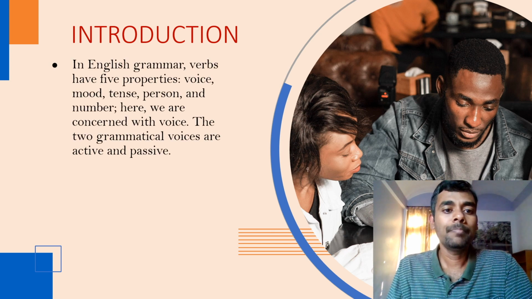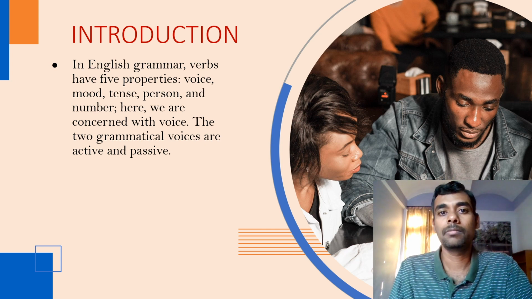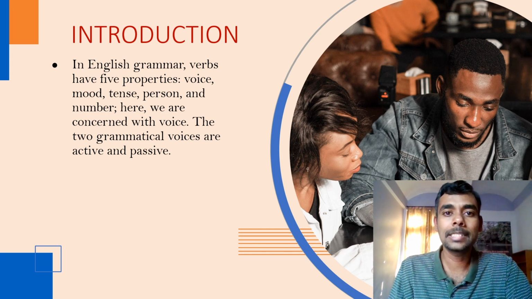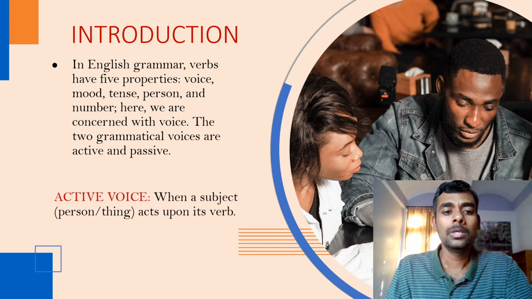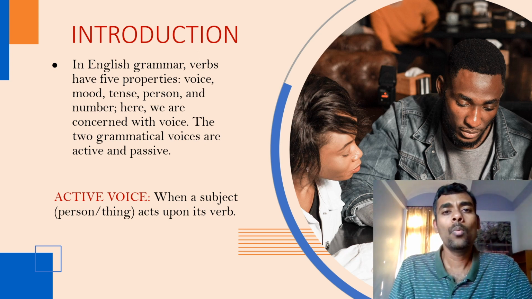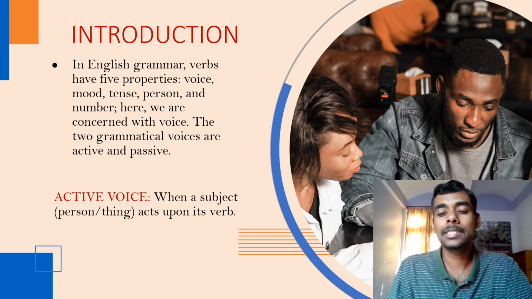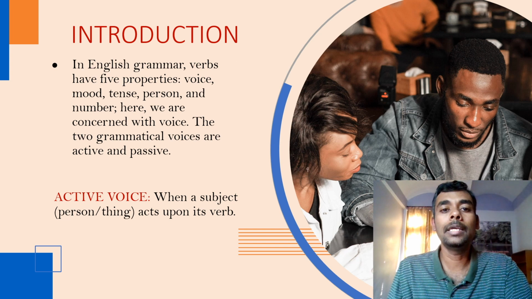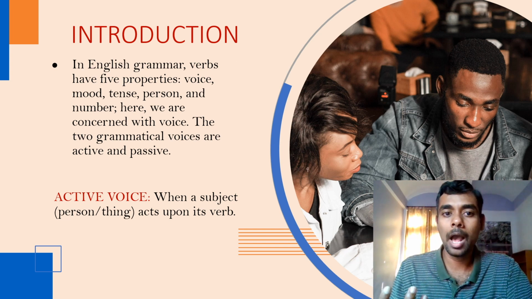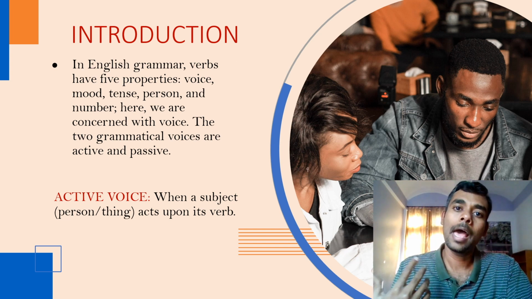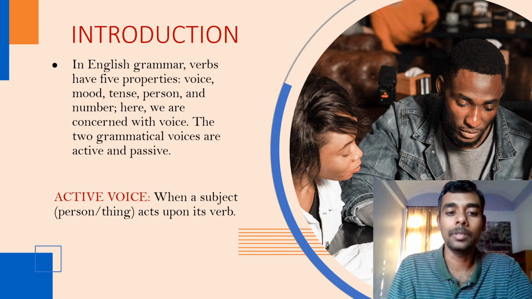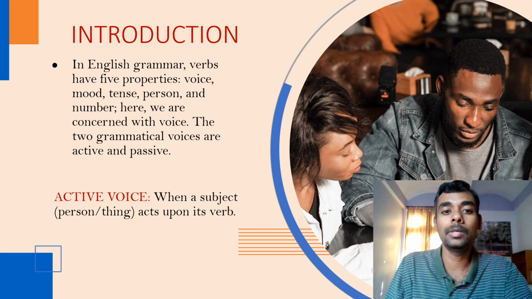In English grammar, verbs have 5 properties: the voice, the mood, the tense, the person and the number. And here we are concerned with the voice. So what is active voice? When a subject, could be a person or a thing, acts upon its verb. For example, I am explaining active and passive voice. I am the subject and explaining is the verb. So I am acting upon the verb of explaining.